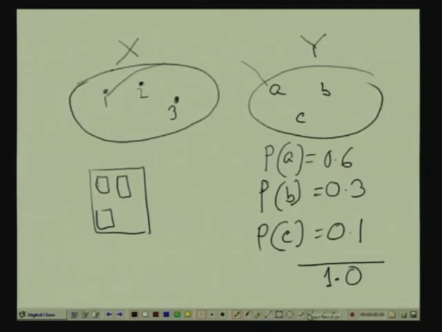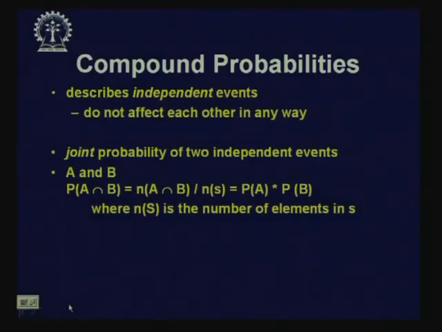So, in that case the pressing of the button 1, 2 or 3 and the appearance of the symbols A, B, C are absolutely independent. There is no causality among them. Okay. In such cases, the probabilities do not affect each other in any way.